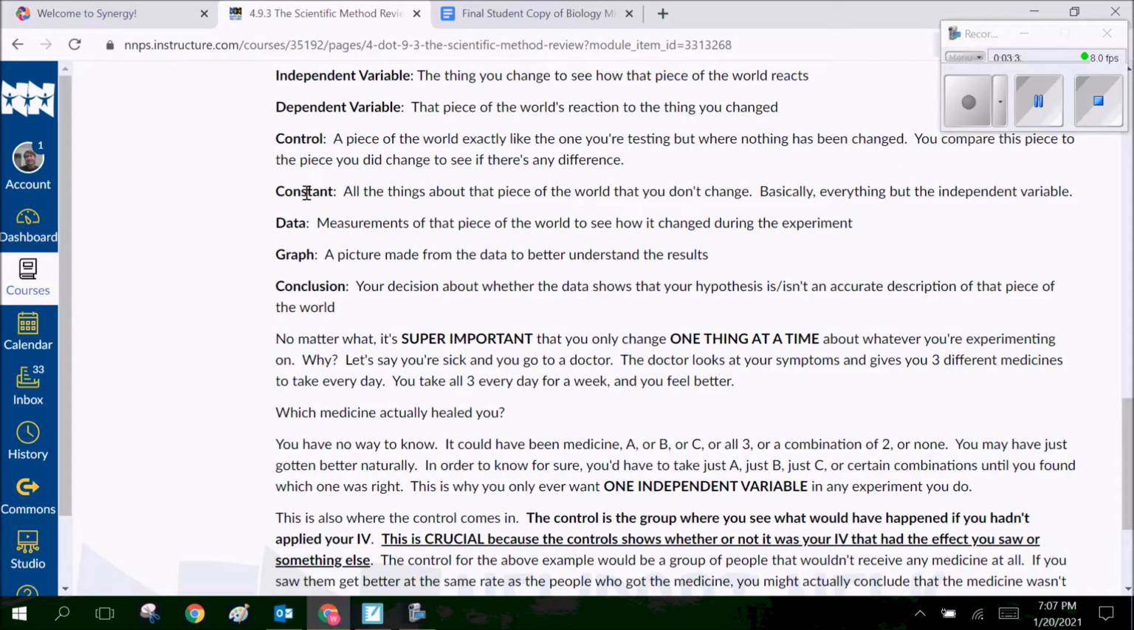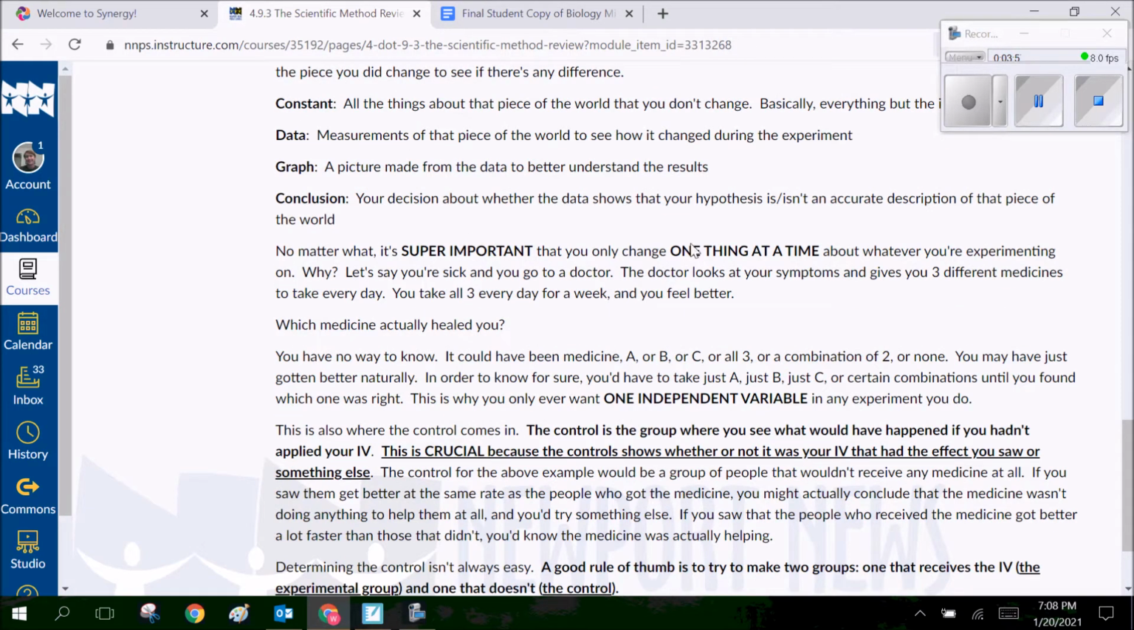Our constants are the things that we keep the same. So you want to make sure that you're only changing one thing at a time, so that other things aren't also affecting it. So everything else is a constant. We collect data based off the experiment, so you look at the way the world reacted, you make a graph or some other statistical analysis to analyze the data that you got, and you come to a conclusion about how accurate your hypothesis was.